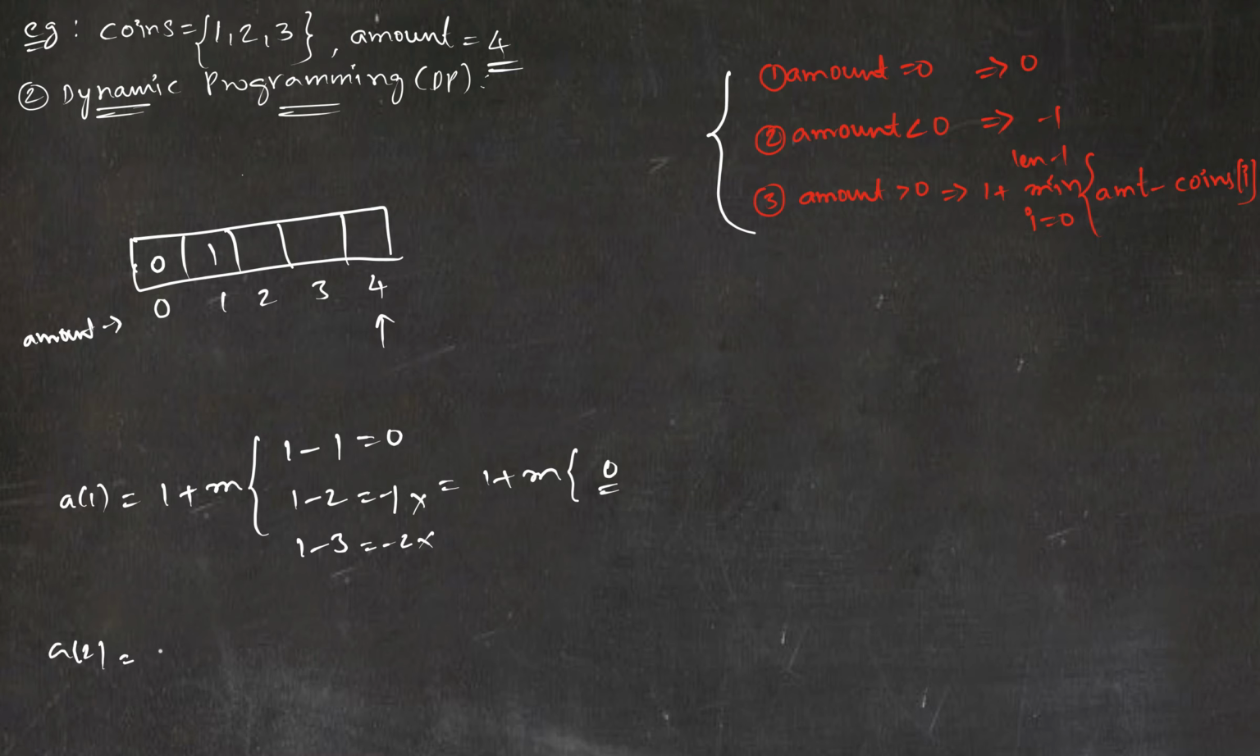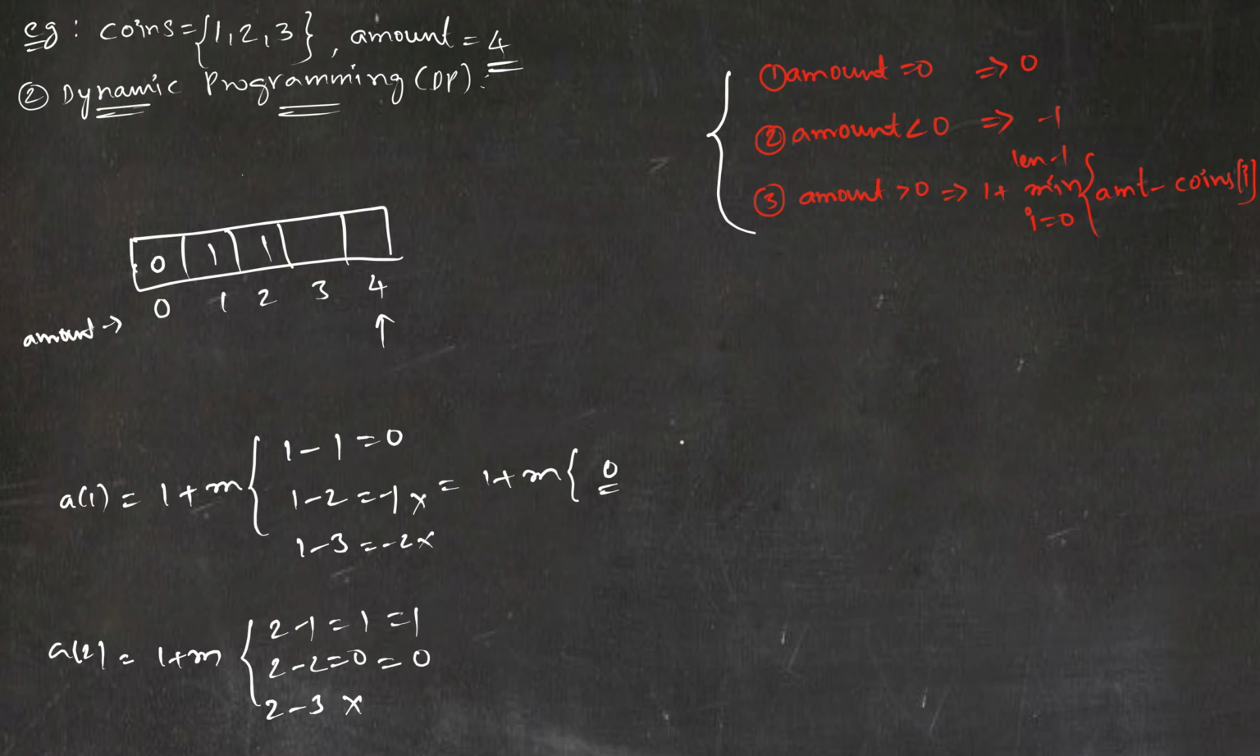Answer of 2 is 1 plus, amount is 2: 2 minus 1, 2 minus 2, 2 minus 3. So this is invalid, this is 0, this is 1. So the answer of 1 is 1, the answer of 0 is 0. Minimum of these things is 0, so it is 1 plus 0, again 1.